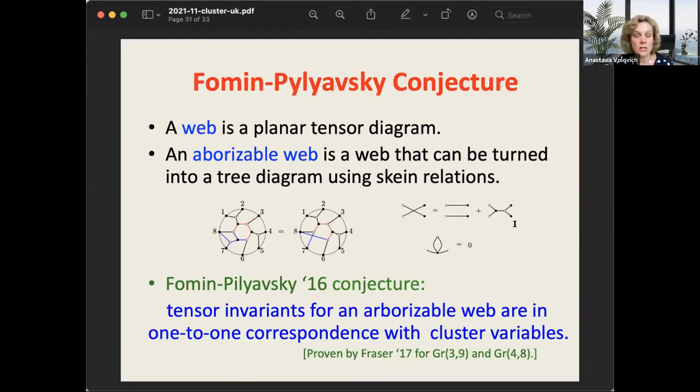And the conjecture is that the tensor invariants for an arborizable web are in one-to-one correspondence with cluster variables. My understanding is that this was proven by Fraser for Gr(3,9) and Gr(4,8), but correct me if I missed any citations here. So, okay, very good. This is well known.